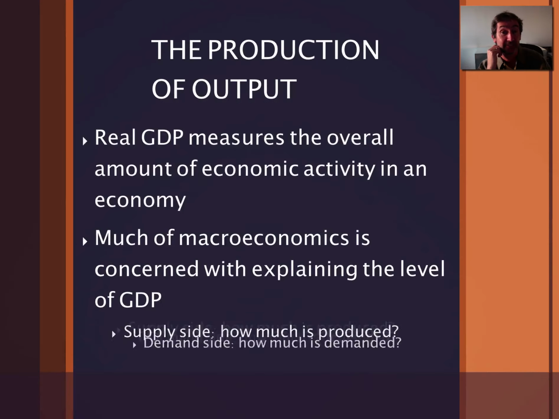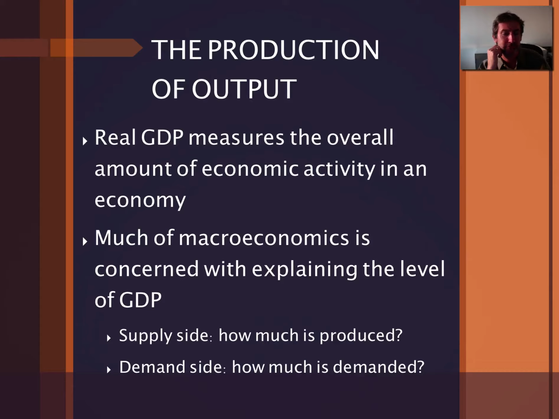One of our main tasks in economics is to explain the overall level of GDP in an economy. Real GDP, as we know, measures the amount of economic activity that takes place. Broadly speaking, there are two approaches to explaining the level of GDP. We can look at the supply side, ask how much is produced, or we can look at the demand side and ask how much is demanded.